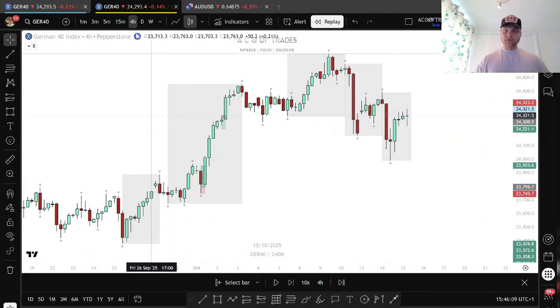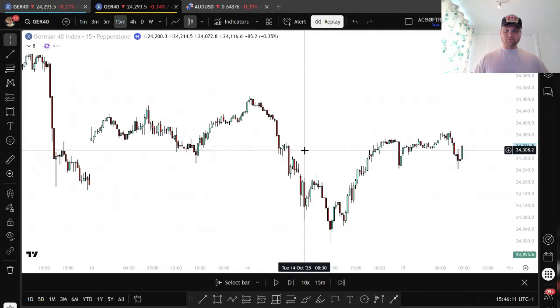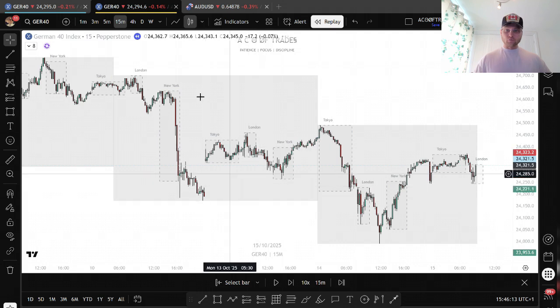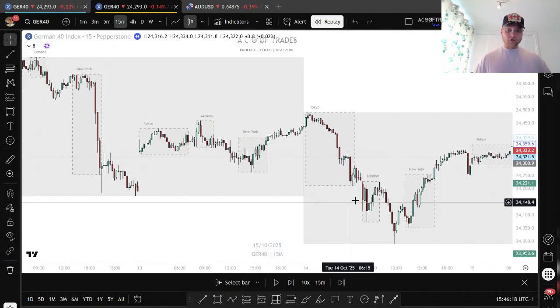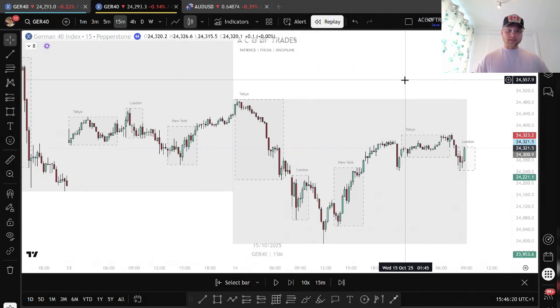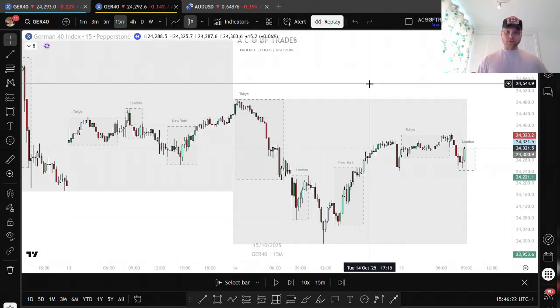So on the 15-minute, I was waiting for price to align. Here I was still bullish until we got this break. So at this point here, I am now bearish. All I need is price to be in a bearish range, and then we start to look for shorts.